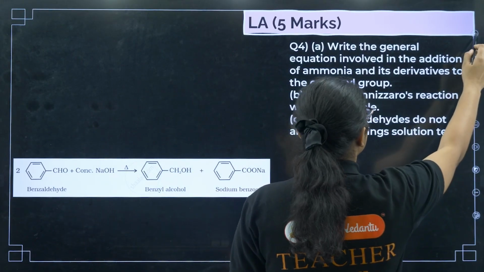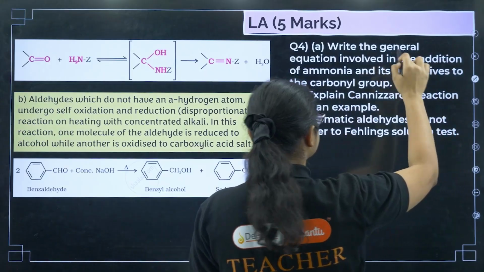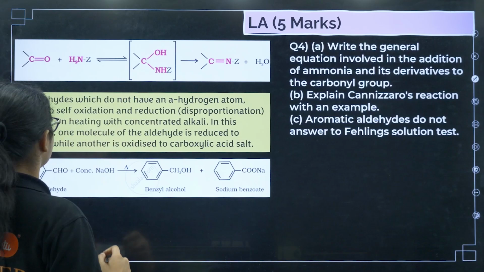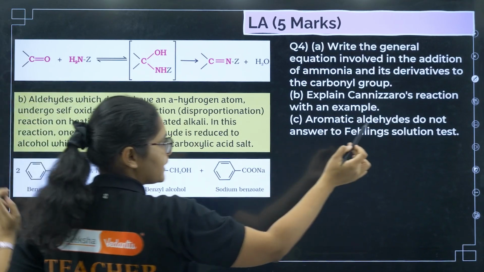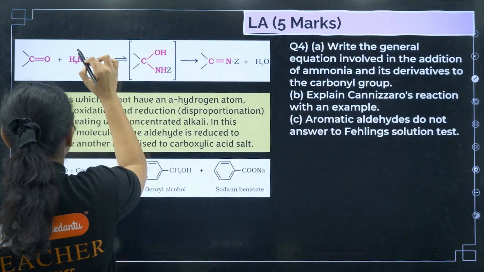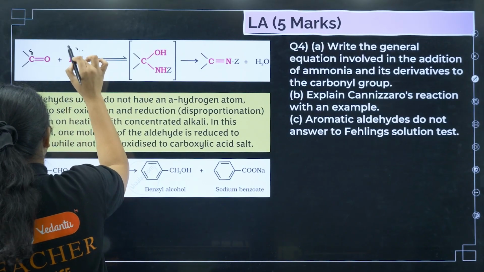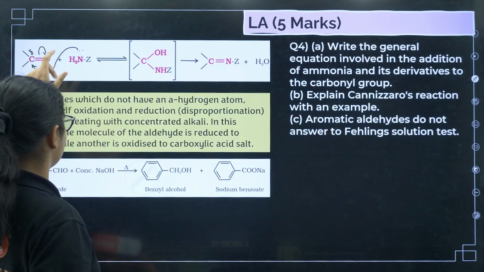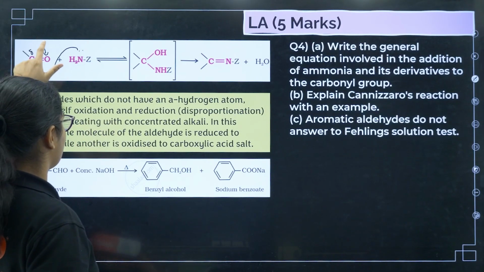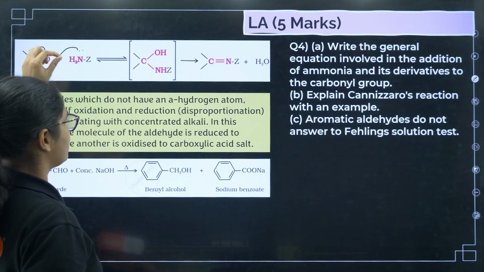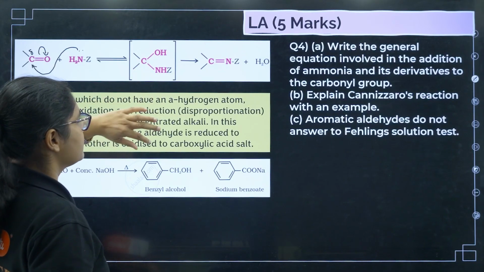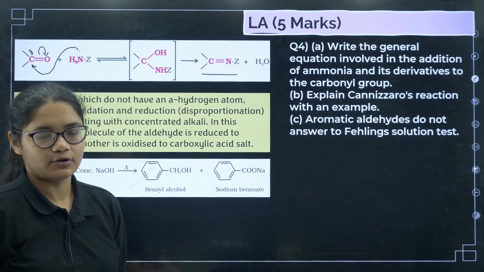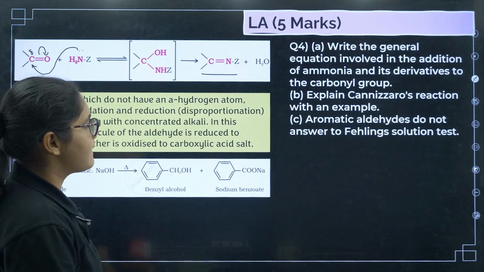Okay, so these are the things that you have to answer. First of all, the general mechanism of the addition of ammonia derivatives to the carbonyl group. You can see here that this N is a nucleophile, and this is the electrophile. This one attacks this one, and this bond shifts here. So we get an intermediate where this NHZ is attached here, O minus is formed, and that O minus takes a proton from here and OH is formed. After that there is a rearrangement where our final product is C double bond NZ, or an imine is produced.